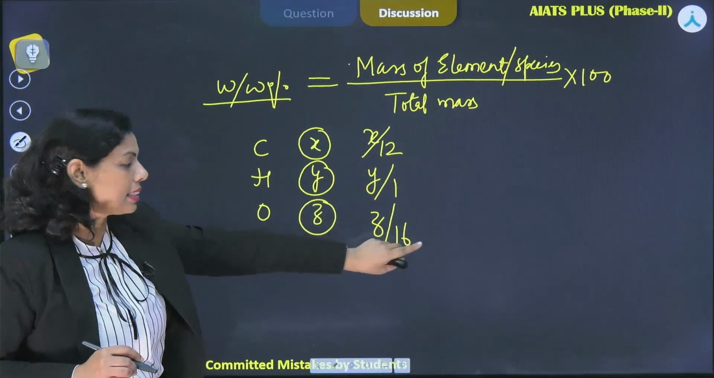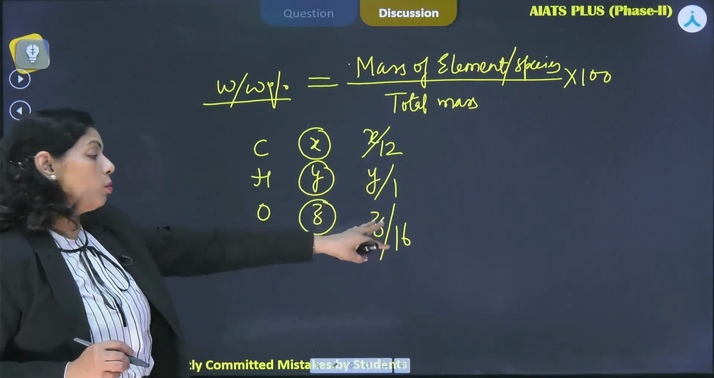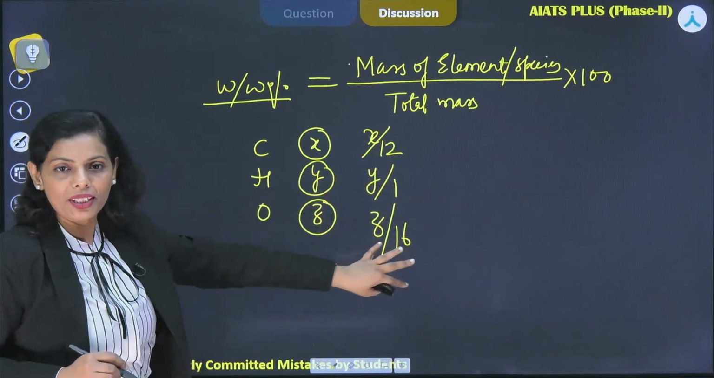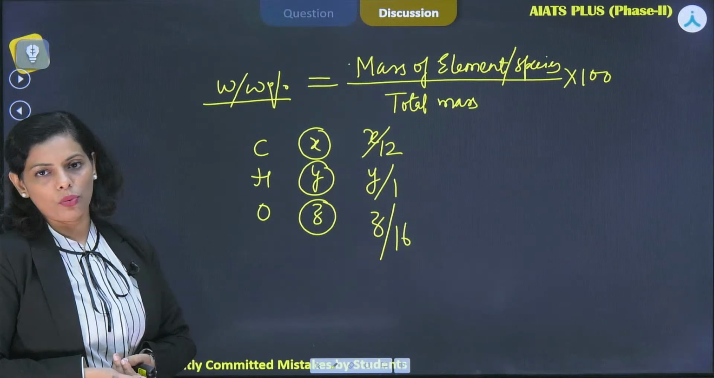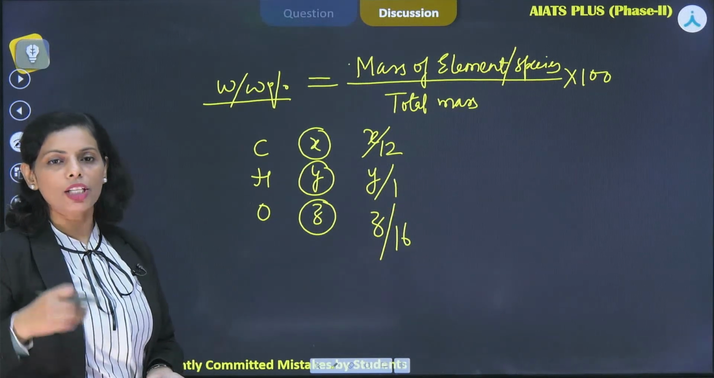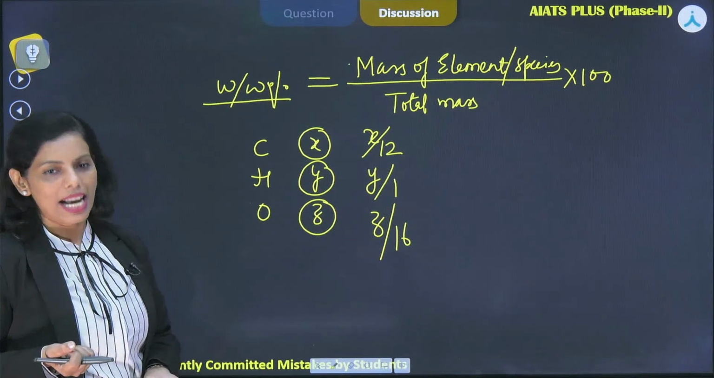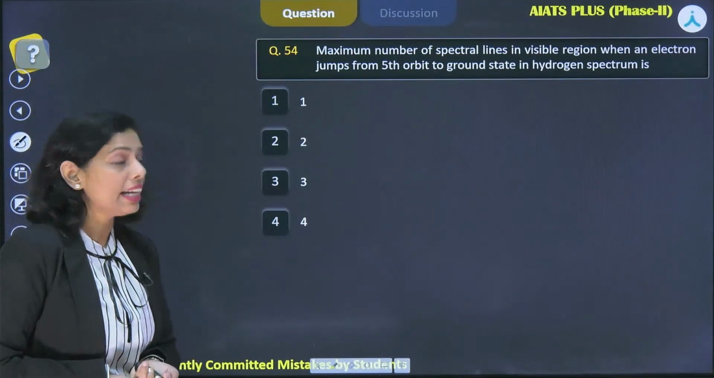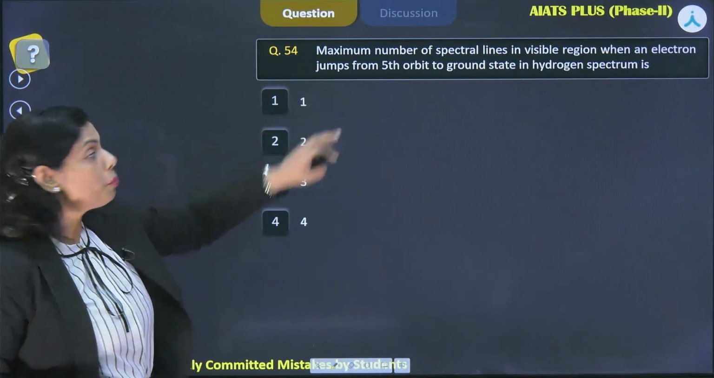So the lowest number is Z by 16. Take that. No, not every time, because we don't know about the Z value, right? So you have to find it out. Then you can find out the simplest ratio, right? So any specific question, if you have, Lakshmi, you can post there. I'll check. Okay. Now, let's take the question number 54.